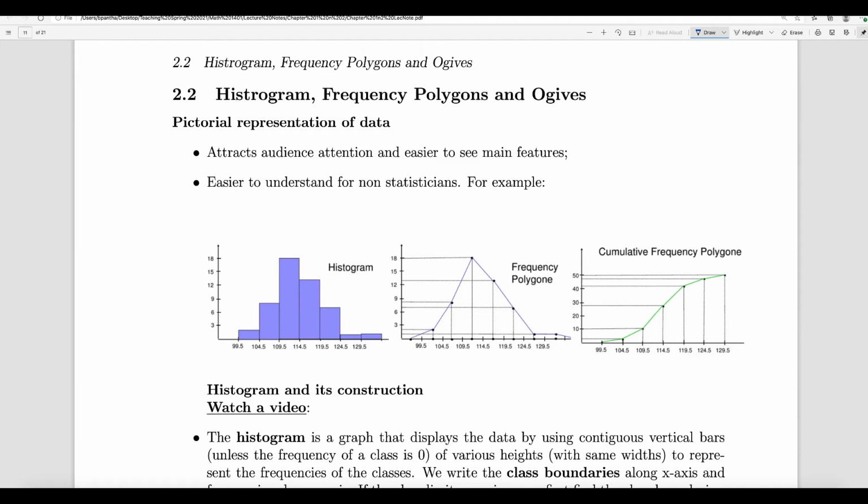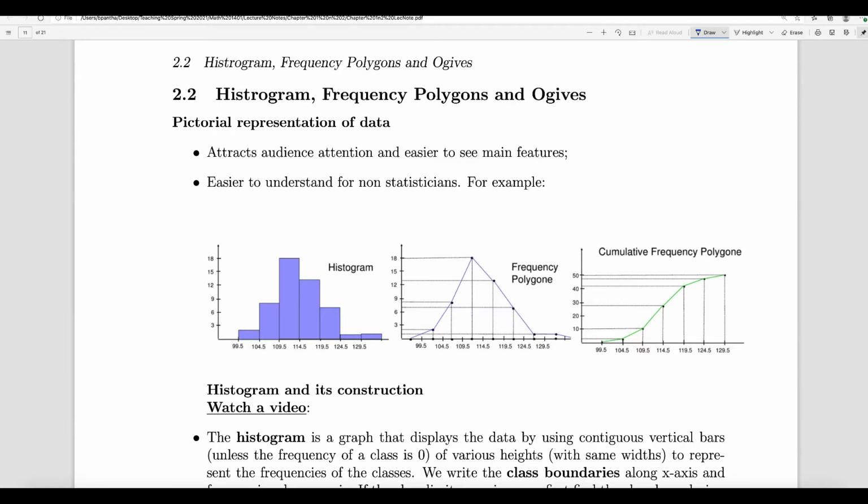In the last video, we discussed how to write the data in tabular form. We call it a grouped frequency distribution table, right? So after you organize the table in a nice looking form, the next thing you want to do is draw the graphs of those data sets, okay?